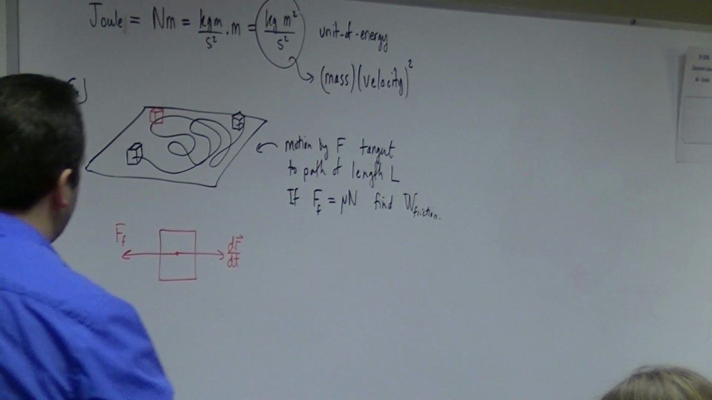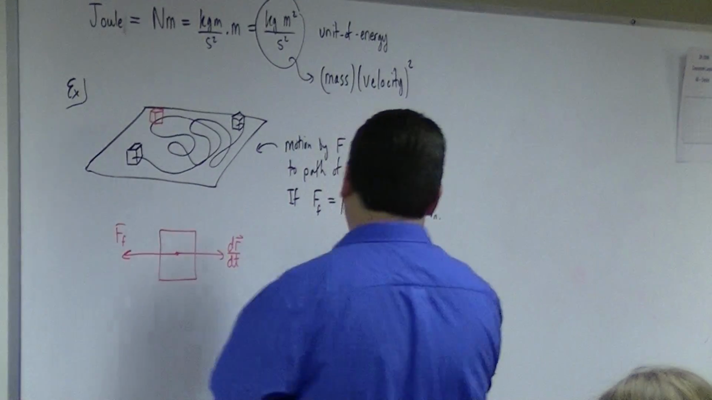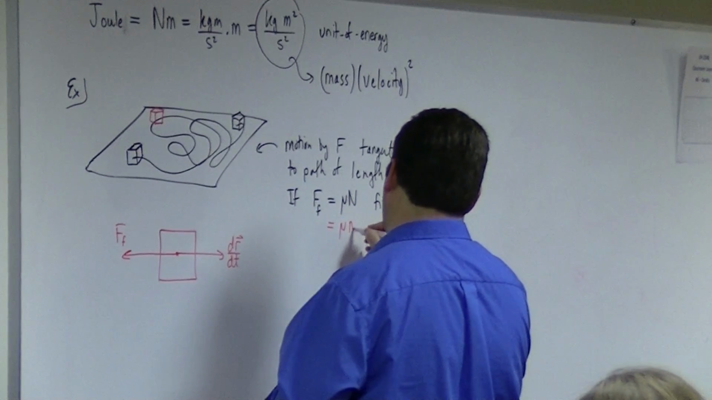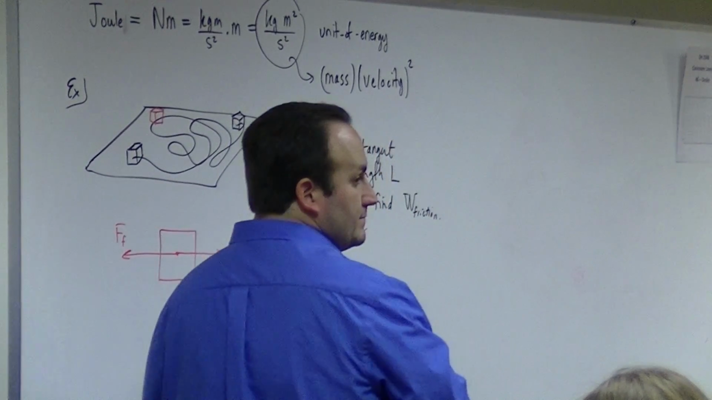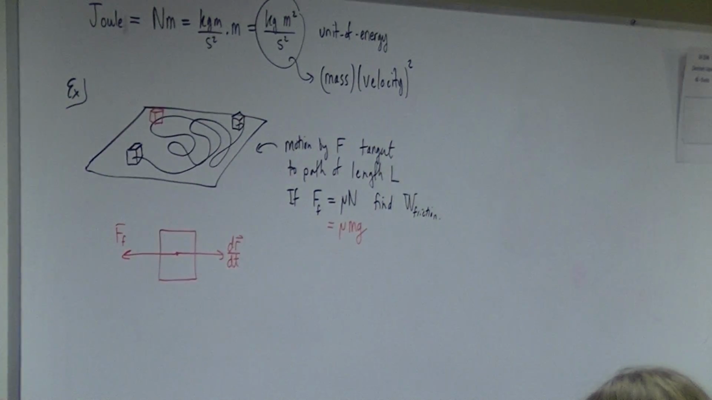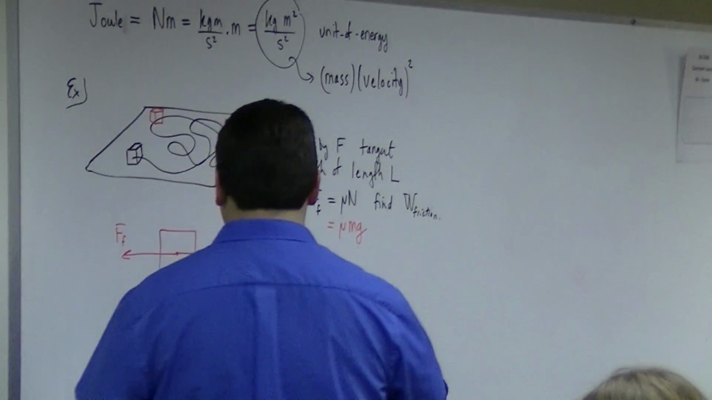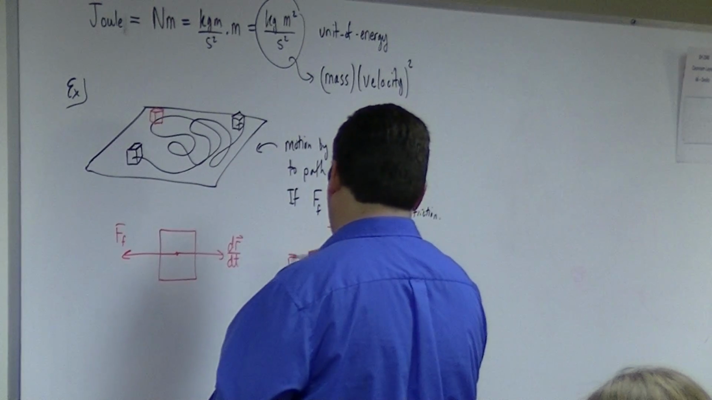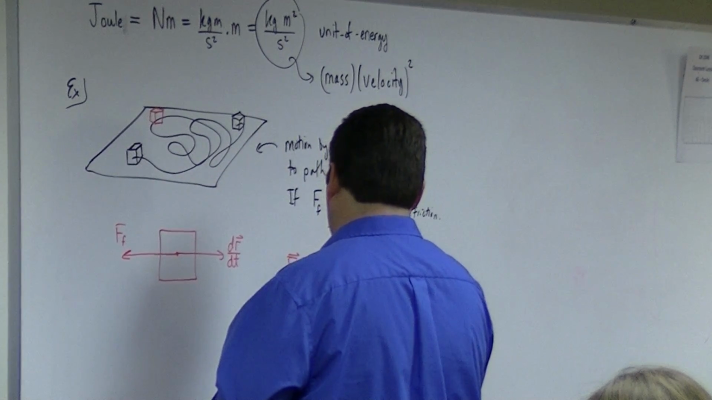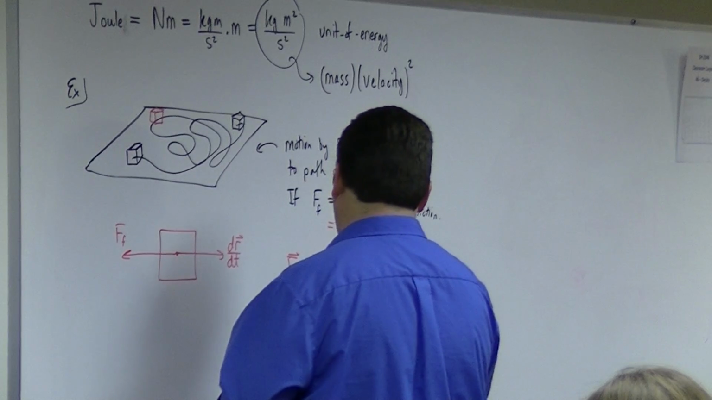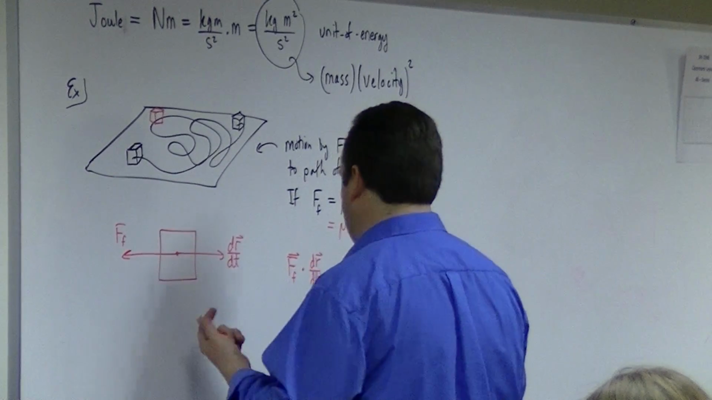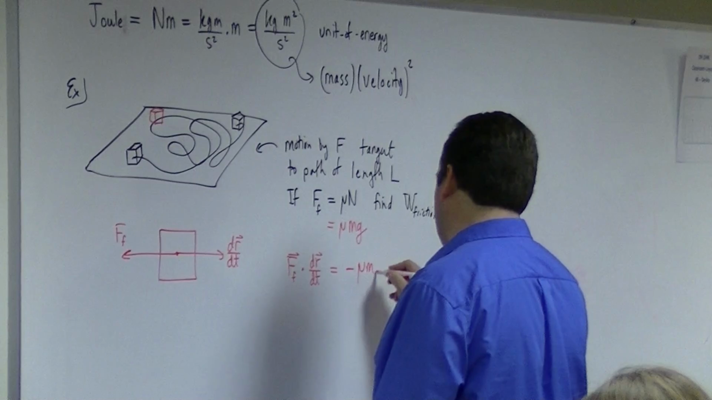In this situation, what's the normal force? Just mg, right? There's nothing else. I'm assuming the box is pushed horizontally, so the force of friction is just the weight times mu. So then what's the power here? Force of friction dot dr/dt. Well, it's just minus mu mg, right?